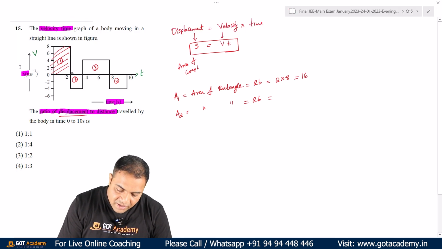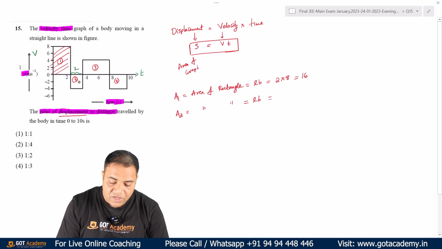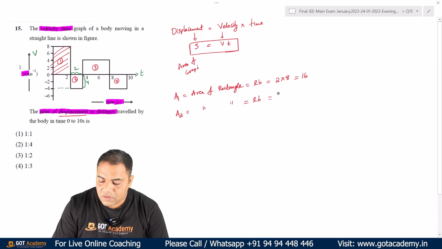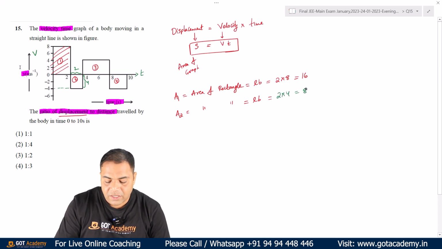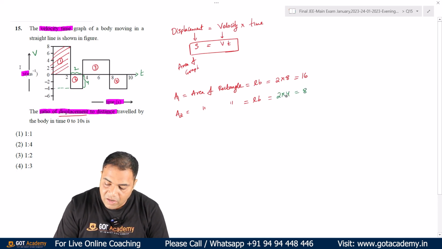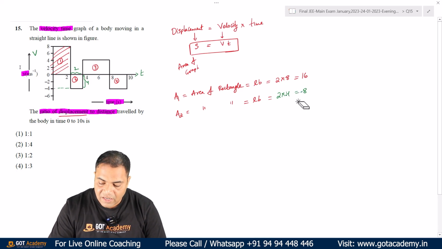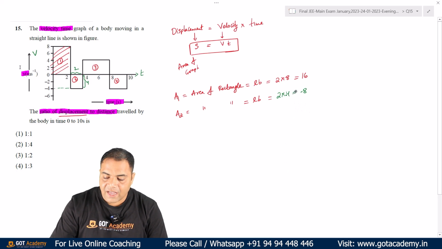Look here, my dear children, this part is 2. 4 minus 2 is 2, whereas the other one here is 4. So 2 into 4 you will get 8. But here minus 4 is there now, so you have to consider direction also. So you will get minus 8 as the answer.